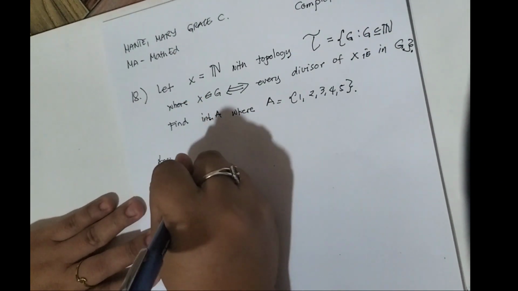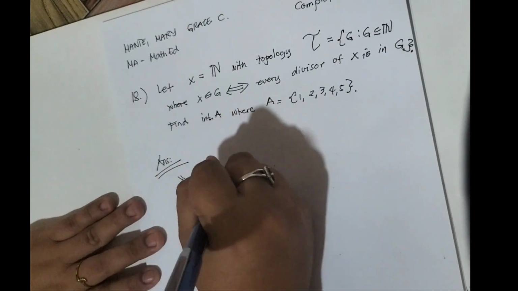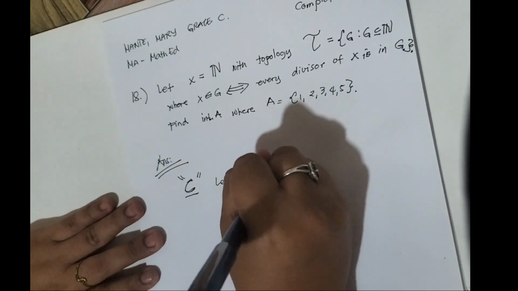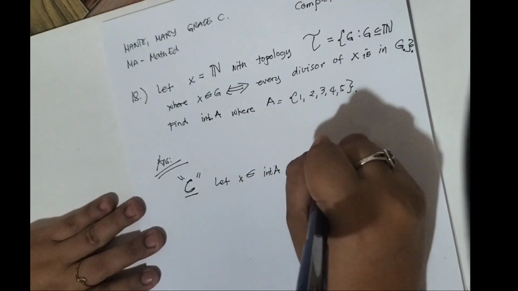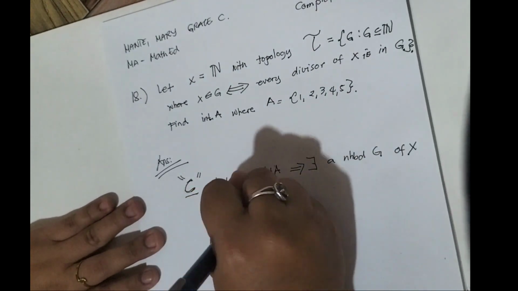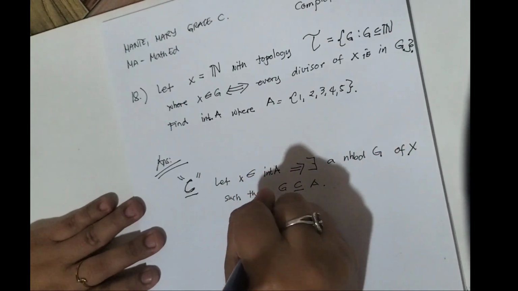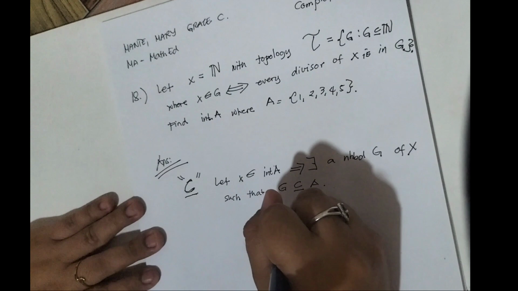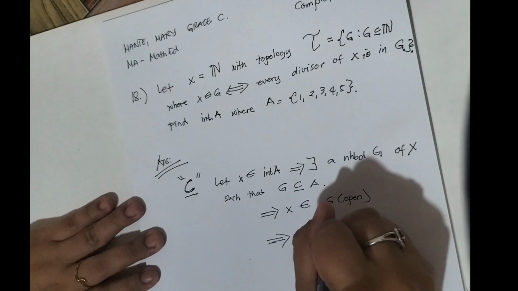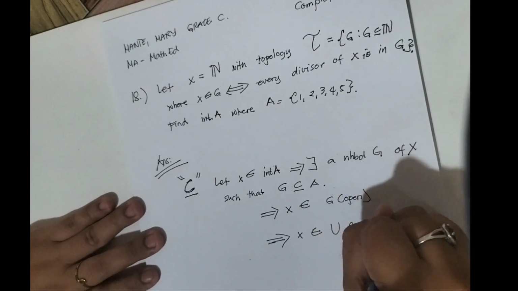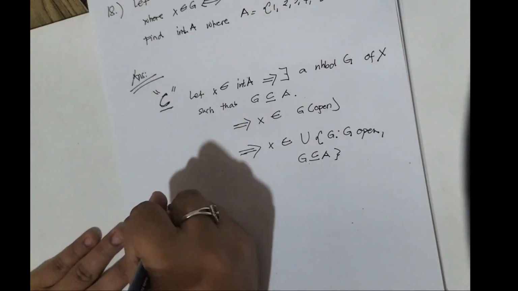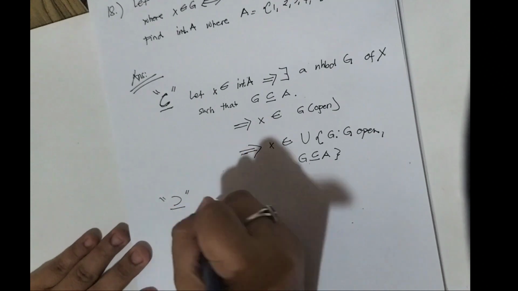So our open set solution: let x be an element of int A, or the interior of A. In the forward direction, there exists a neighborhood G of x such that G is a subset of A, where x is an element of G and G is open. And in the reverse direction, x is an element of the union of G such that G is open and G is a subset of A.